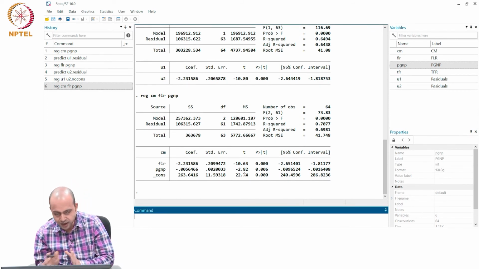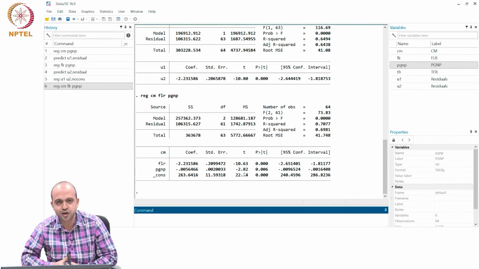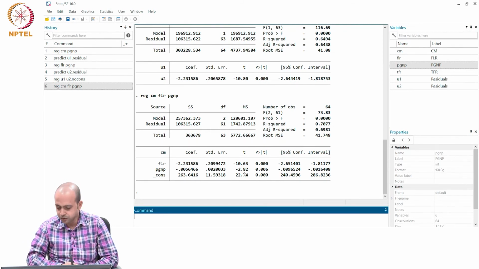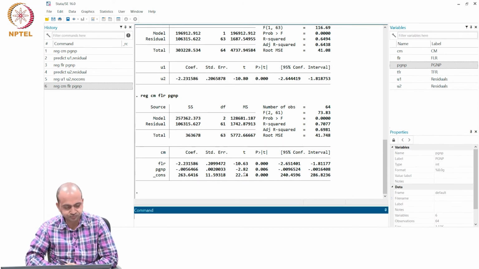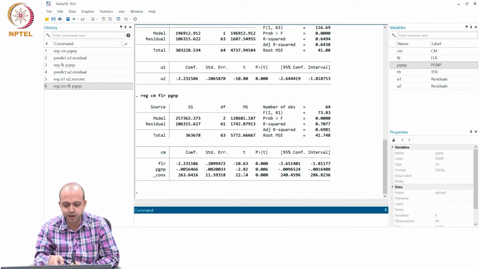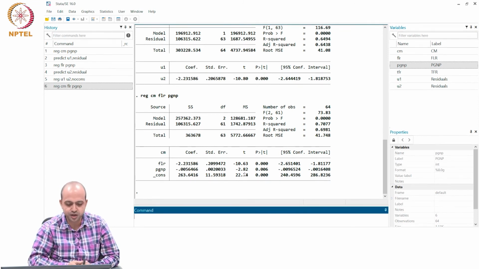This is how we can interpret the coefficients actually. Now, what about this ANOVA table? From this ANOVA table, again, as we said, this particular table is called ANOVA, analysis of variance. So, Stata is again supplying the model sum of square, residual sum of square and total sum of square.